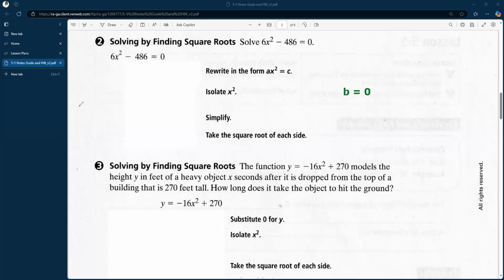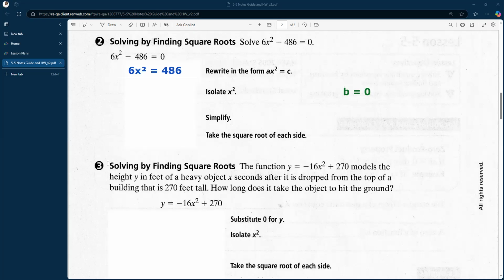So we want to rewrite our equation in the form of ax² = c. So again, for solving by factoring, we write it in standard form. For solving by square roots, when b is equal to 0, we write the equation in the form ax² = c. So I have 6x² = 486.